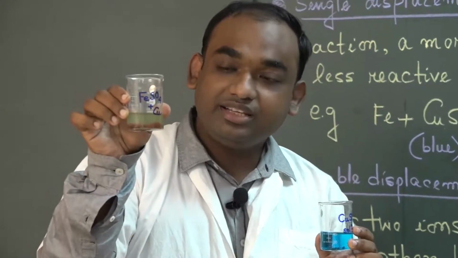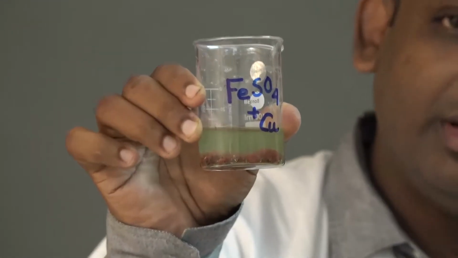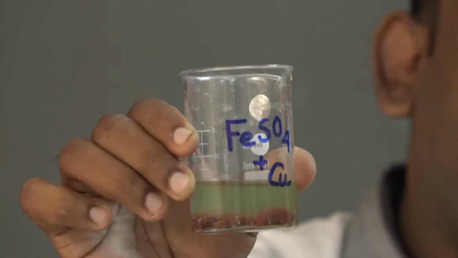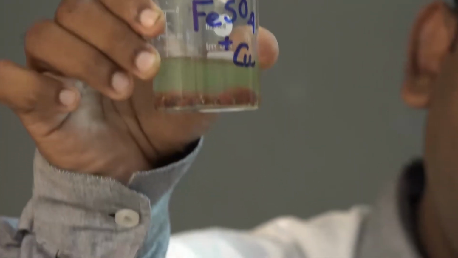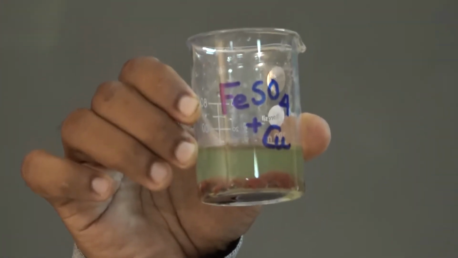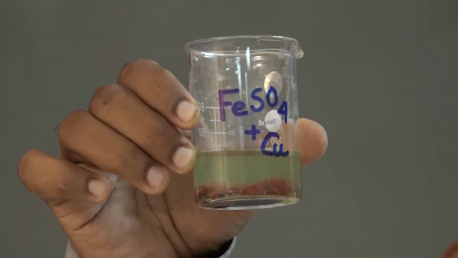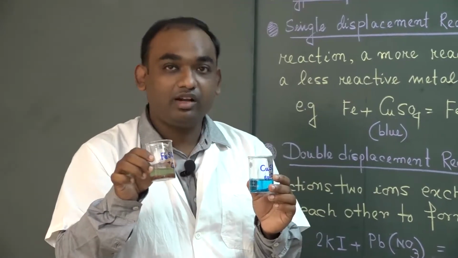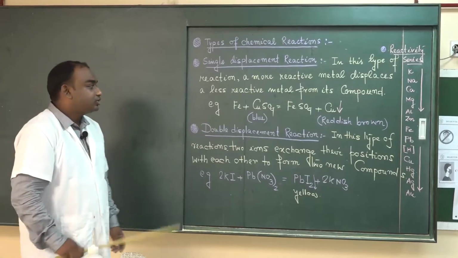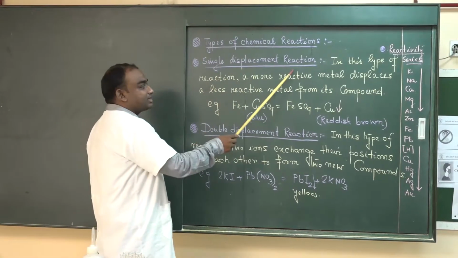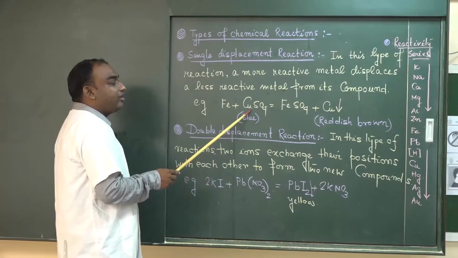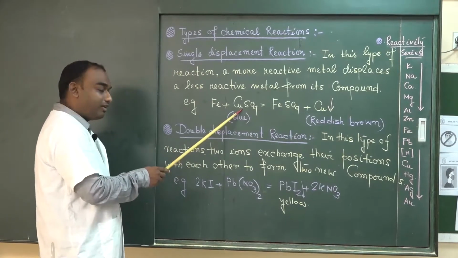We can clearly see, it is quite visible, that the iron nails will be converted to ferrous sulphate and we are getting these chunks of brown color precipitate of metallic copper. So that is the example of a single displacement reaction. Students, our single displacement reaction is over. We have written the examples and we have performed this with the help of an activity.